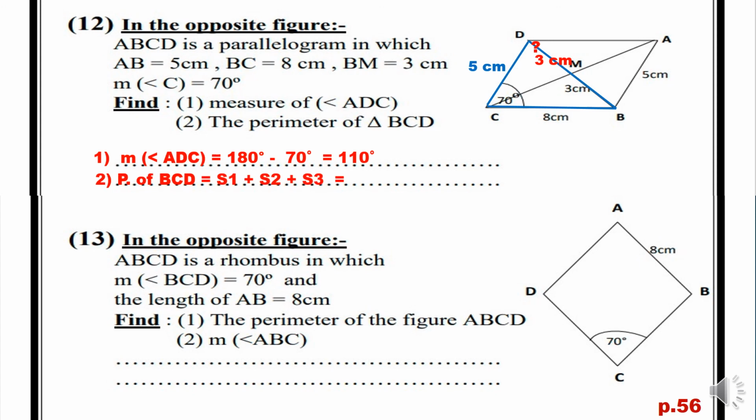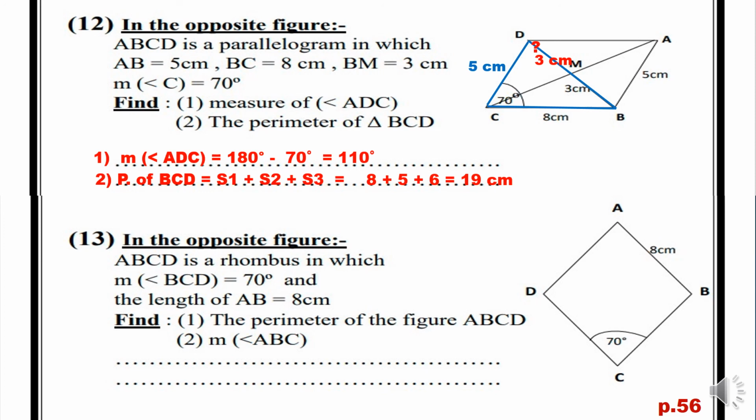So to find the perimeter of triangle BCD, it will be side 1 plus side 2 plus side 3. Side 1, which is BC, 8 centimeter. Side 2, which is CD, equal 5 centimeter. Side 3, which is DB, equal 6 centimeter, equal 19 centimeter.